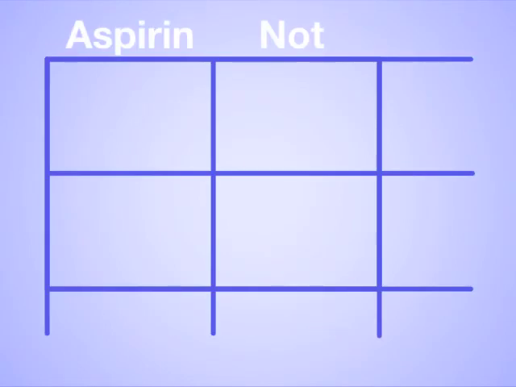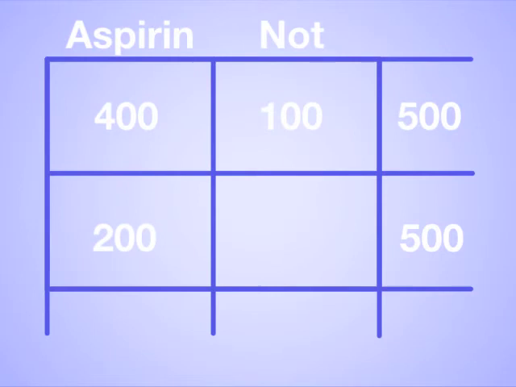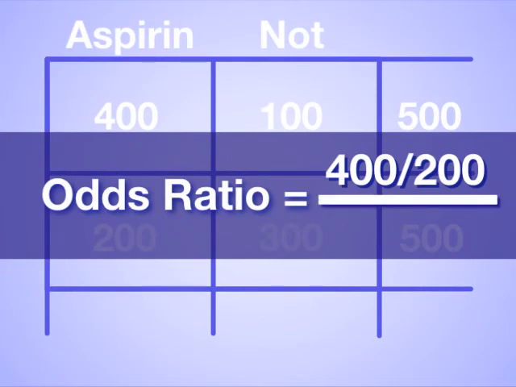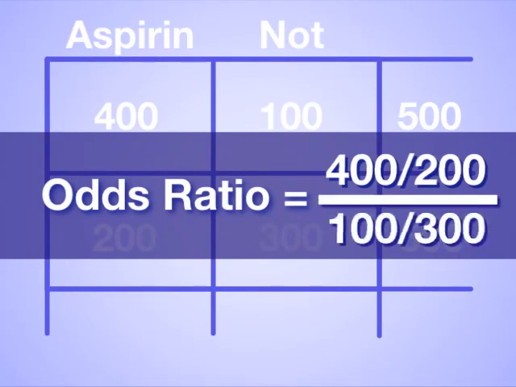Now we'll see what happens in a case control study. We start by finding a total of 500 cases. Next, we find controls by sampling persons in the cohort who are not cases. We analyze the data and find that of the cases, 400 were exposed and 100 were not. Of our controls, 200 were exposed and 300 were not. The odds ratio will be 400 over 200 divided by 100 over 300. This equals 6.